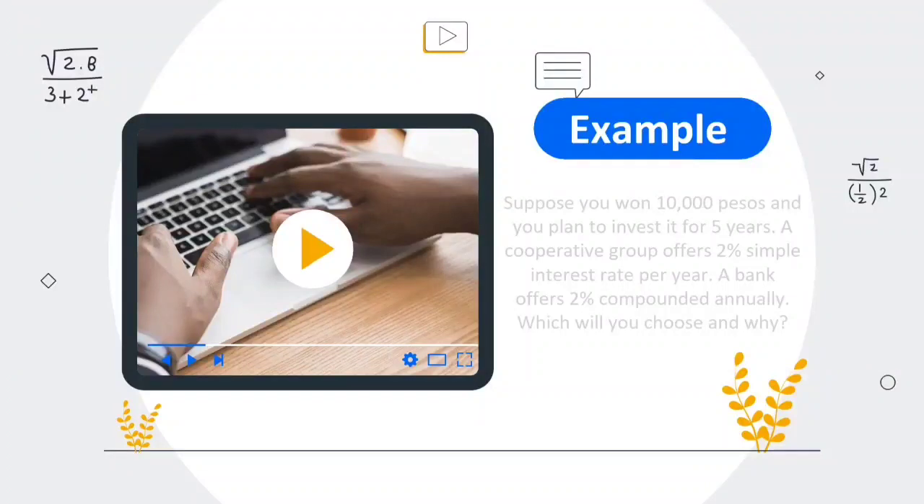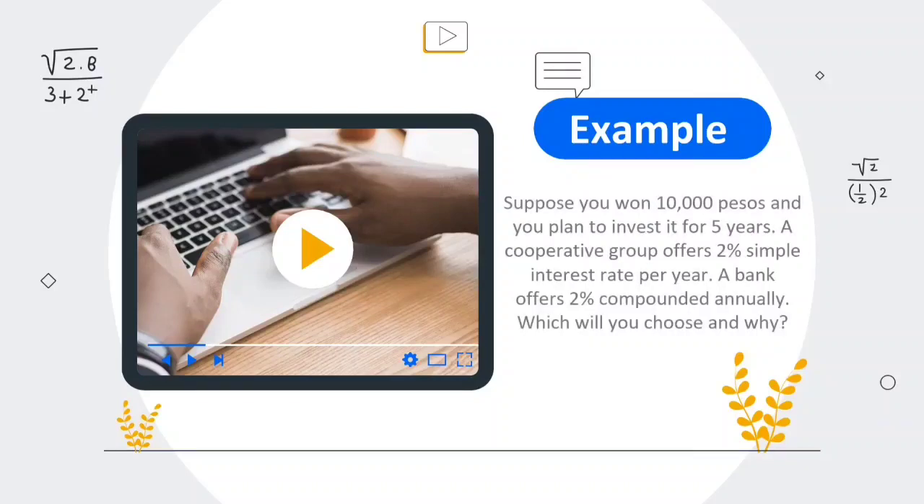After learning the concept of simple and compound interest, let's try to combine these two concepts with the next problem. And here's our problem. Suppose you want to invest 10,000 pesos for 5 years. A cooperative group offers a 2% simple interest rate per year. A bank offers 2% compounded annually. So, which will you choose and why?